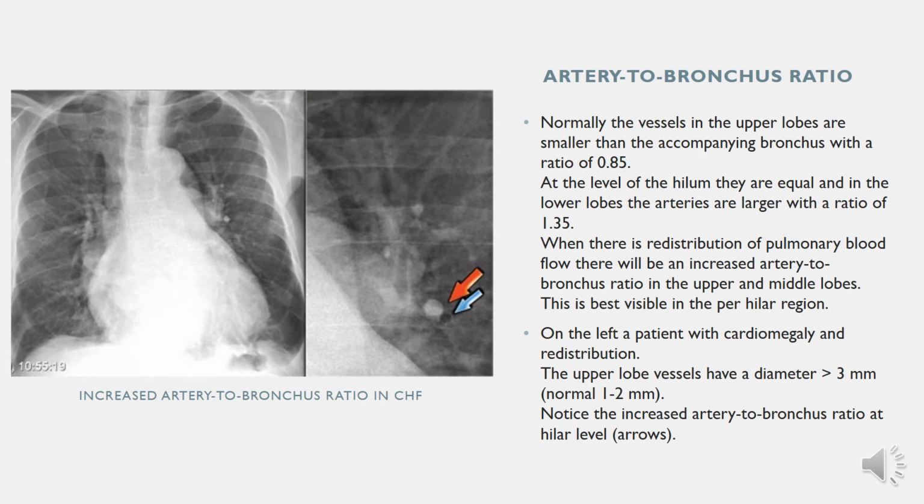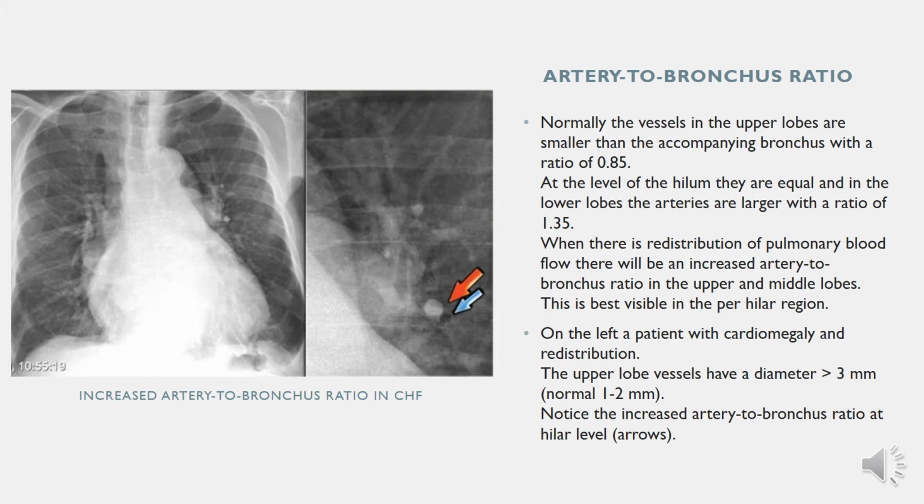Artery to bronchus ratio. Normally, the vessels in the upper lobes are smaller than the accompanying bronchus, with a ratio of 0.85. At the level of the hilum, they are equal, and in the lower lobes, the arteries are larger, with a ratio of 1.35. When there is redistribution of pulmonary blood flow, there will be an increased artery to bronchus ratio in the upper and middle lobes. This is best visible in the perihilar region.